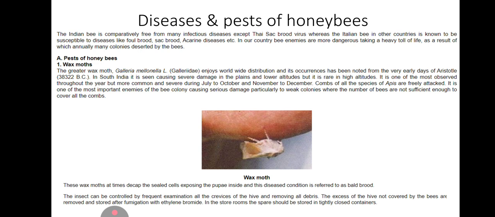These wax moths at times decap the sealed cells, exposing the pupae inside, and this diseased condition is referred to as bald brood. The insect can be controlled by frequent examination of all the crevices of the hive and removing all debris. Extra combs of the hive not covered by the bees are removed and stored after fumigation with ethylene dibromide. In the storerooms, the spare combs should be stored in tightly closed containers.